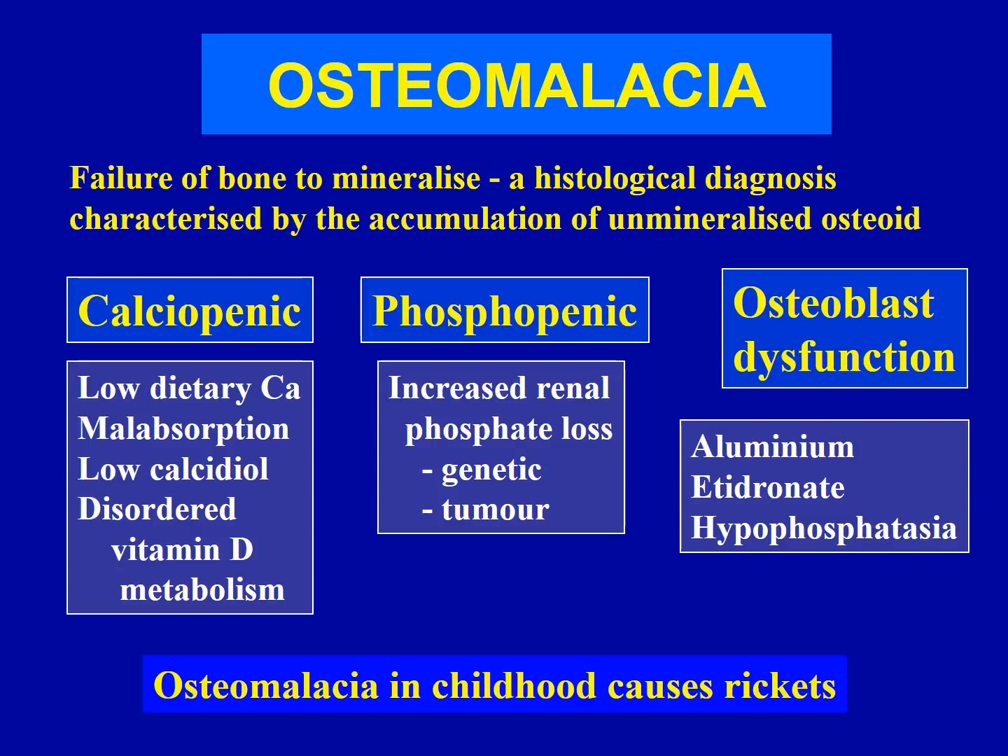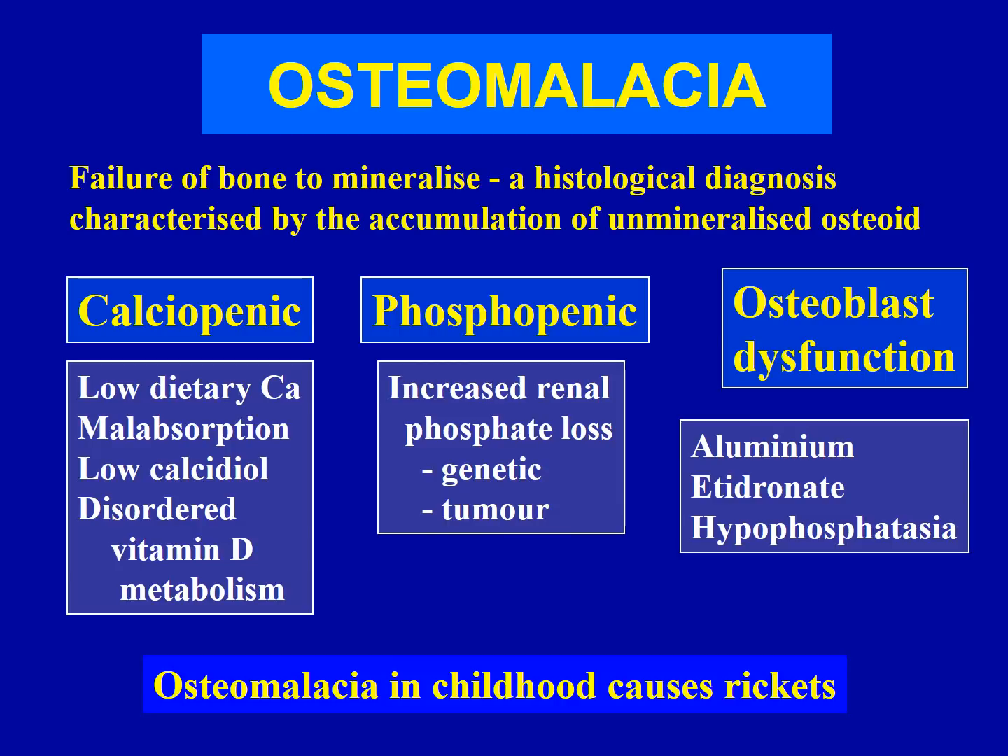That is the process by which the calcium and phosphate is incorporated into the bone structure matrix to provide strength to the bone. It's a histologic diagnosis, and characterized by the accumulation of unmineralized osteoid, as we saw on the histology slide earlier on.